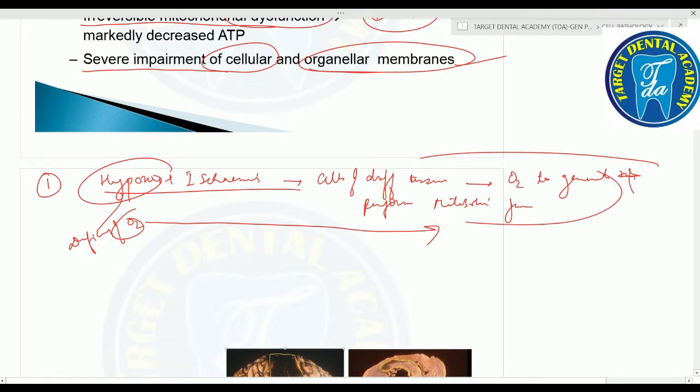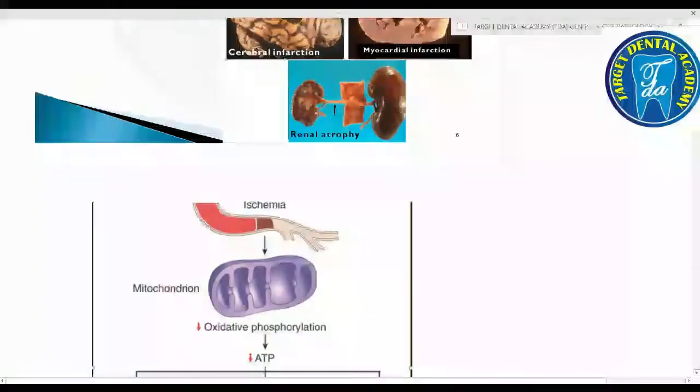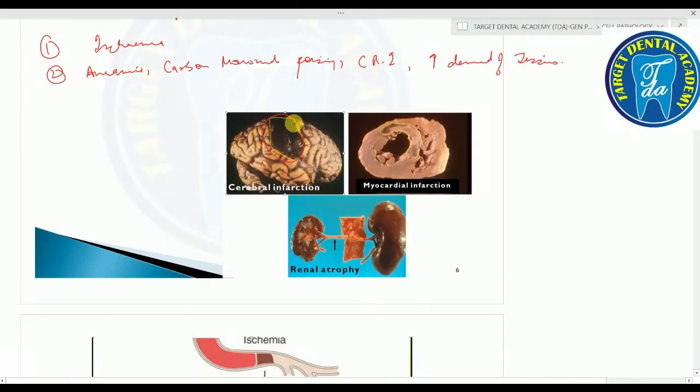Fine. So hypoxia is the most common cause of all kinds of injuries, and the causes of hypoxia are: number one, ischemia, the anemia, carbon monoxide poisoning, cardiorespiratory insufficiency, and increased demand of the tissues, and the cerebral infarction, myocardial infarction, and the renal atrophy. Right?